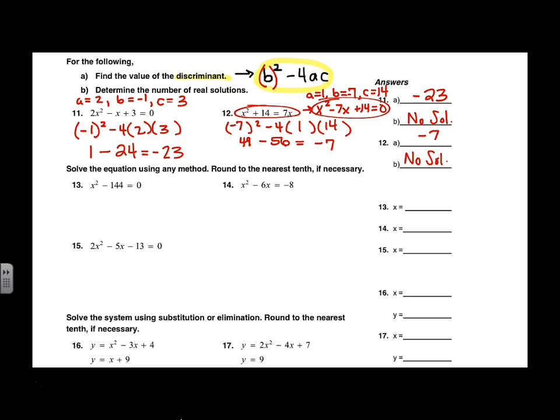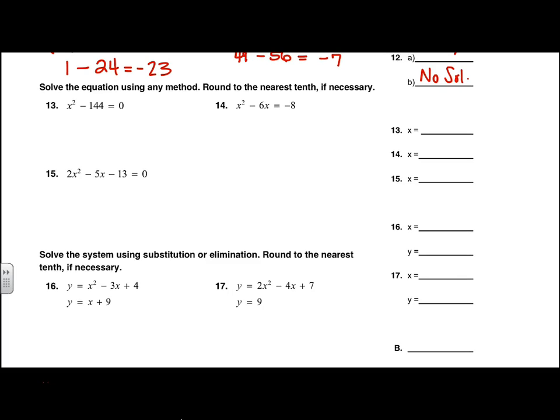Alright, kiddos, here we are. Numbers 13 through 15. This is a big idea for the final exam. Diego, let me check. 13 through 15. Oh, I need 13. Yeah, okay, here we go. Solve the equation using any method. Now, there are 3 different methods you could use. You could use factoring, you could use complete the square, or we could use quadratic formula.